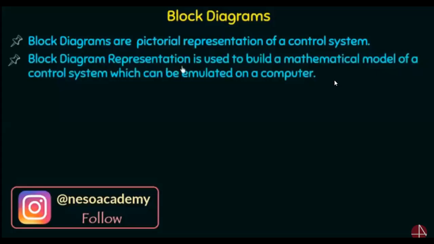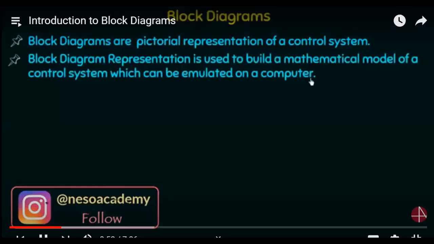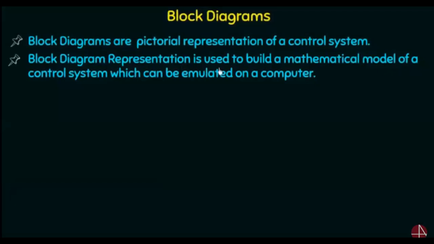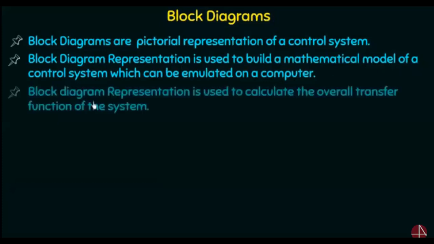Yes, sir. Okay, fine. And nowadays, systems are analyzed on computers by the use of software. In that case, block diagram representation plays an important role because it can help to build a mathematical model of a control system. Moving on to point number 3, block diagram representation is used to calculate the overall transfer function of the system. As we all know, to find out the output with respect to any given input, we need the transfer function of the system. And block diagram representation helps to find out the overall transfer function of the system.